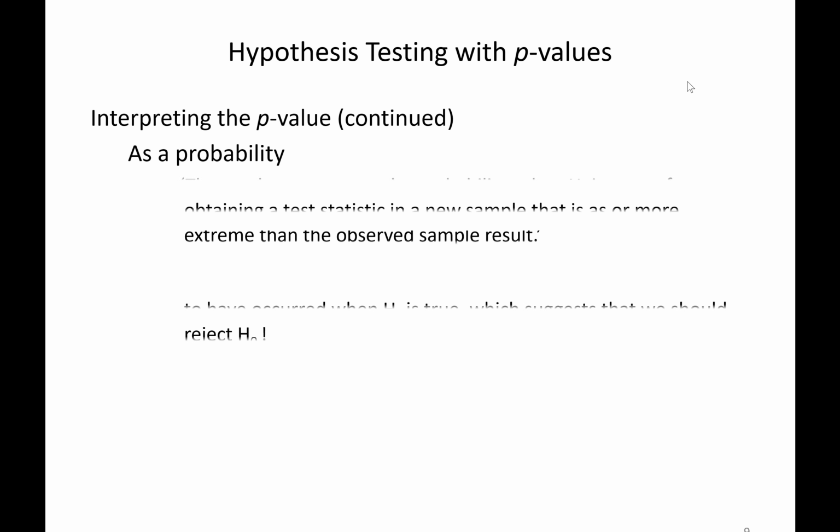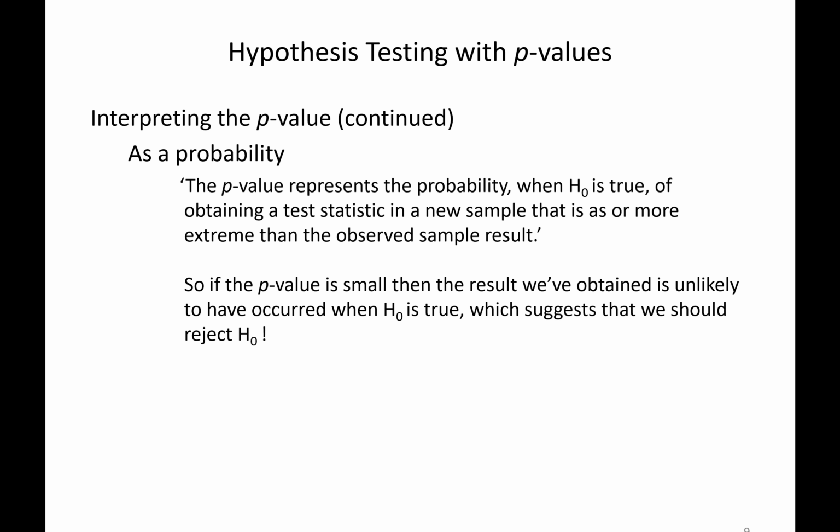So let's look at this again. The p-value is just a probability that, given the null hypothesis, if we were to obtain a test statistic in a new sample, in other words, repeat the experiment, the new sample would be more extreme than the observed sample, the one that we saw the first time. So what this is essentially telling us is that if the p-value is small, for example, the result we obtained is not very likely to occur when h0 is true. And if that's the case, then that suggests that h0 should be rejected.